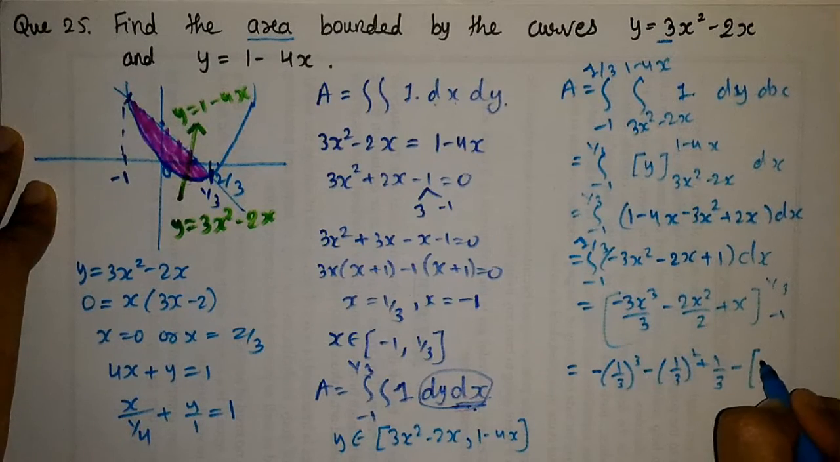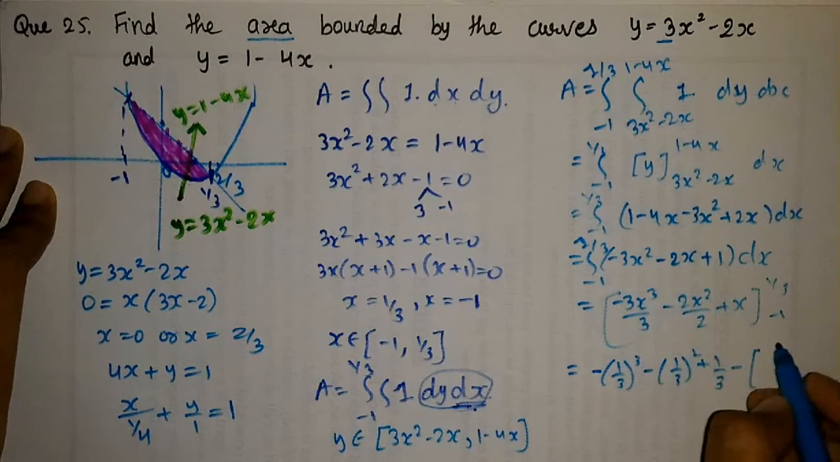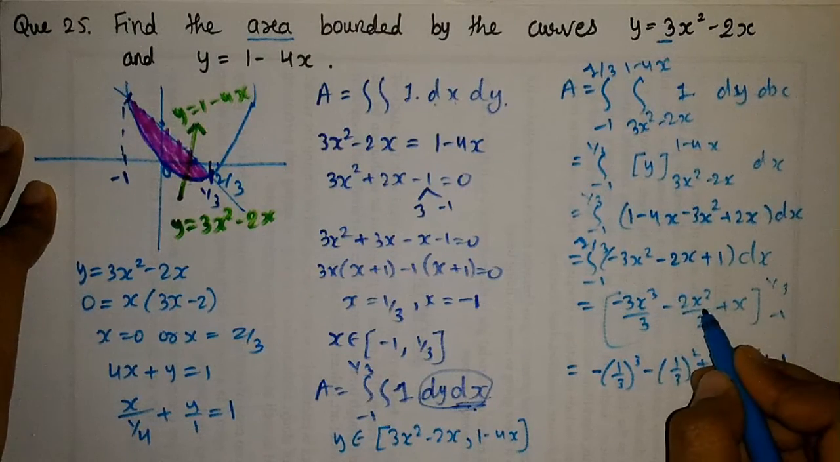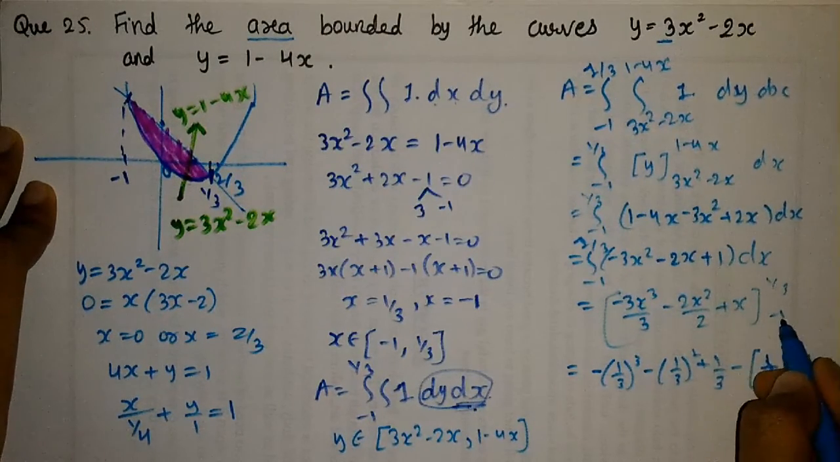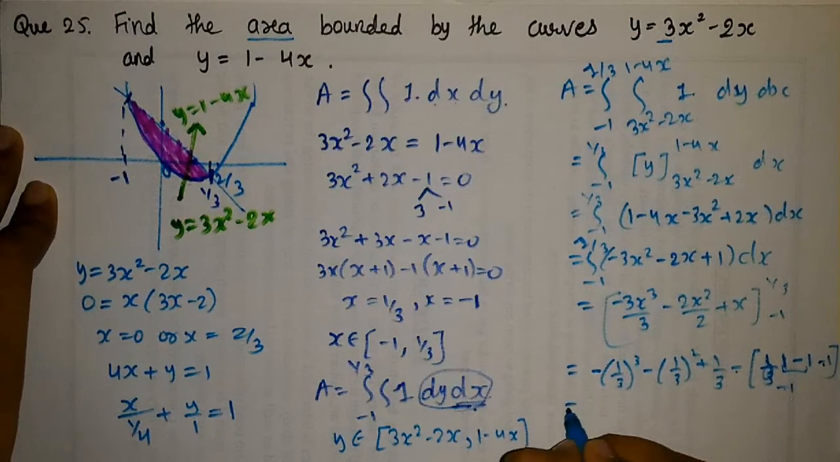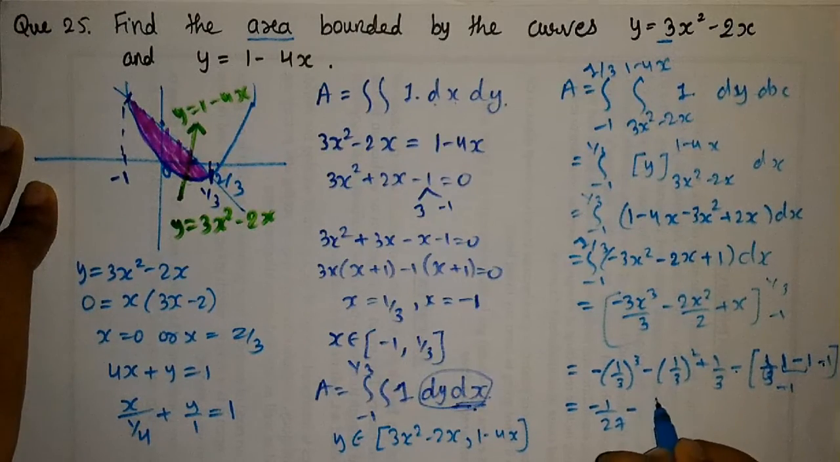So it will be minus into minus 1 cube, it will be plus 1, and 3 will get cancelled. Then minus into minus 1 whole square, it will be minus 1, and when we put minus 1 for x, it will be minus 1. So this plus 1 minus 1 will get 0 and this minus 1 remains here, so minus minus becomes plus 1. That is equal to minus 1 upon 27 minus 1 upon 9 plus 1 upon 3, and here it will be plus 1.